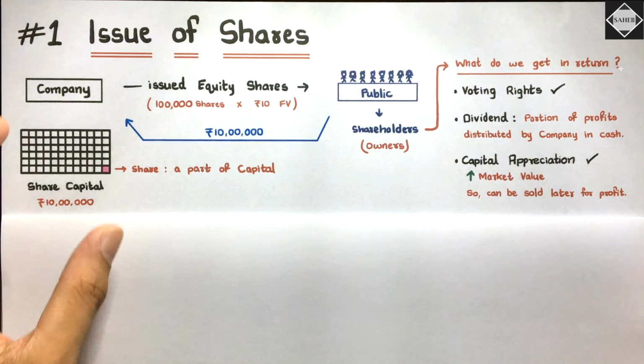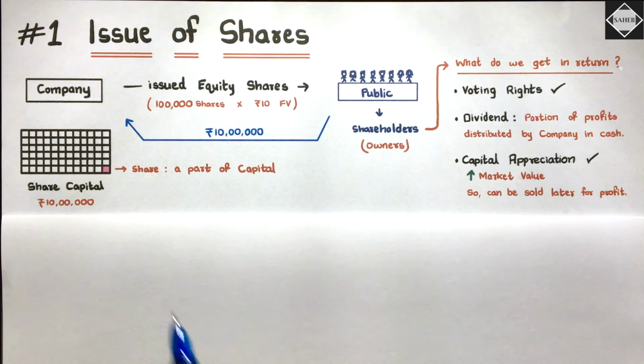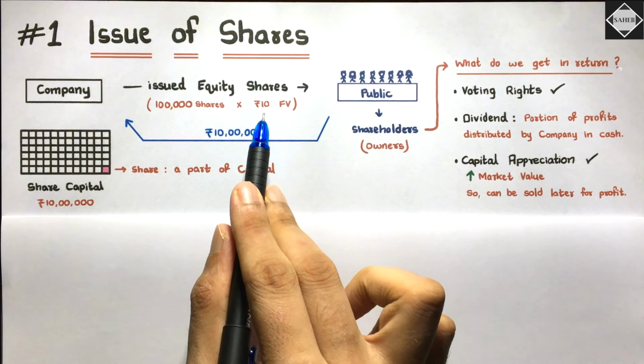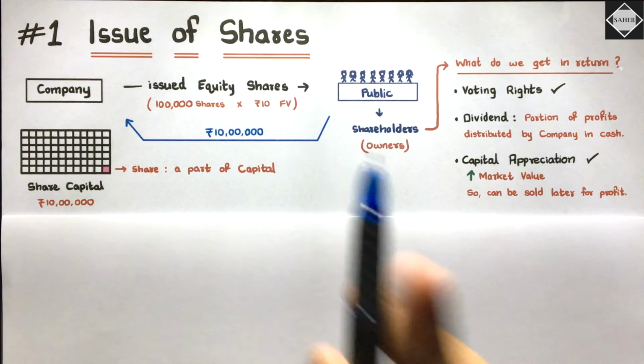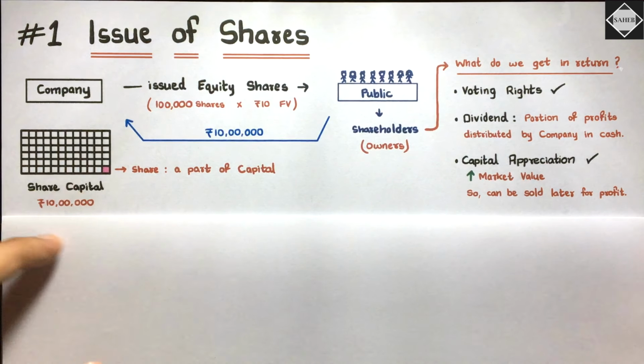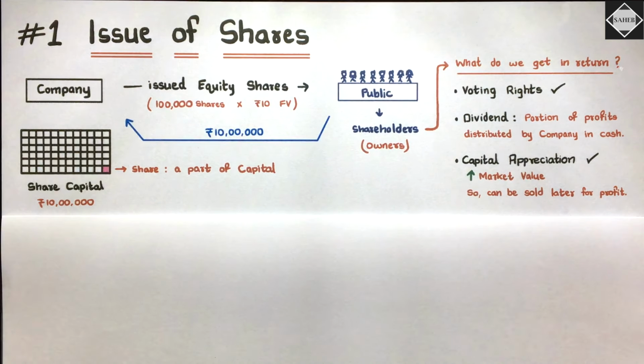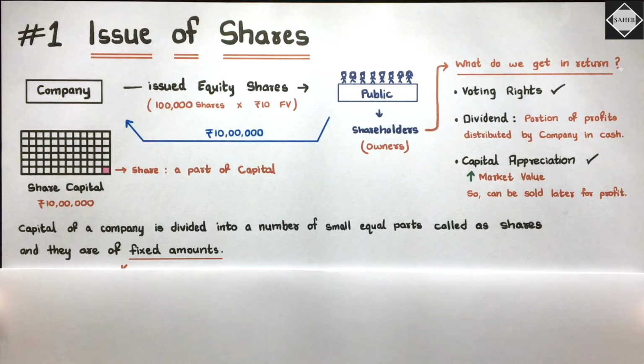Fine. In this example we have 1 lakh shares, so 1 lakh boxes, and the value of each box is how much? Rupees 10. That is called the face value, and the issue price is also rupees 10 in this example. Is that clear? So the amount is 10 lakh. The capital of a company is called share capital. Fine. See here the definition.